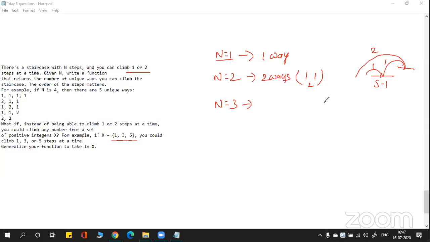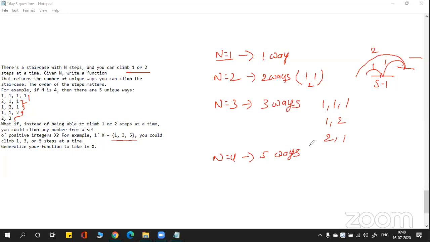By using single steps, one comma one comma one. Or I can go with one step and two steps, or two comma one. Any other ways? No. When n is equal to three, there are three ways. When n is equal to 4, they have already given it: 1, 2, 3, 4, 5. So when n is equal to 4, 5 ways.